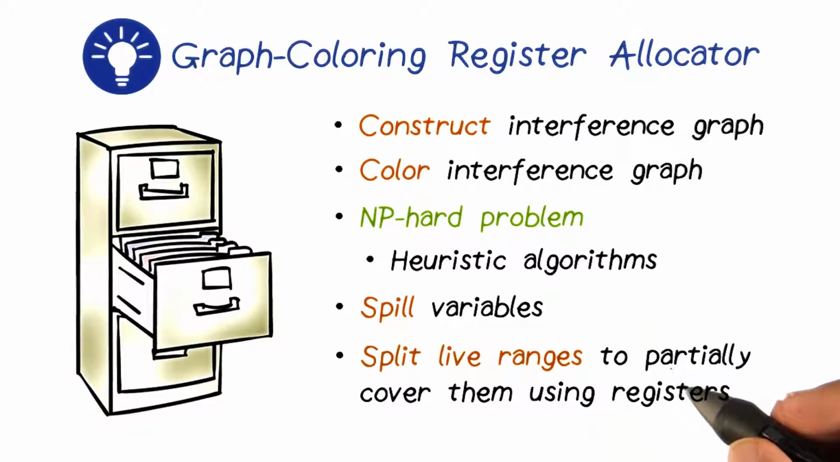As you know, in this particular process, we also split live ranges to give registers for a part of the range when we cannot give it to the whole range.